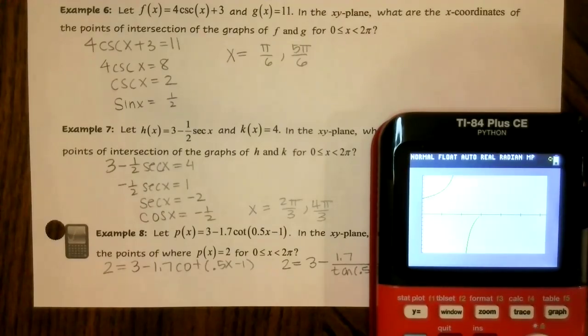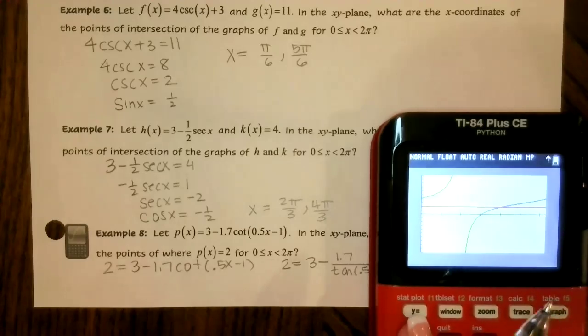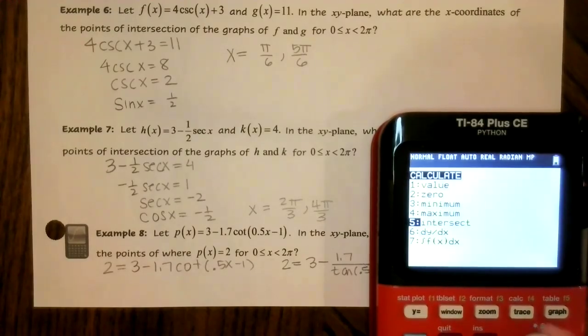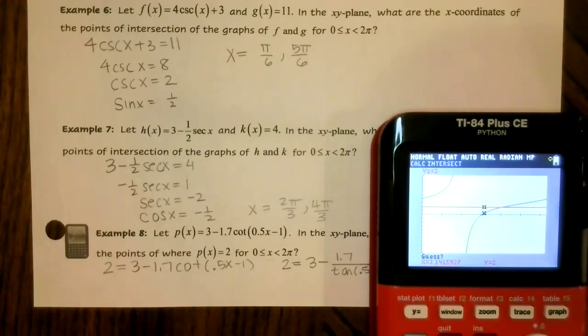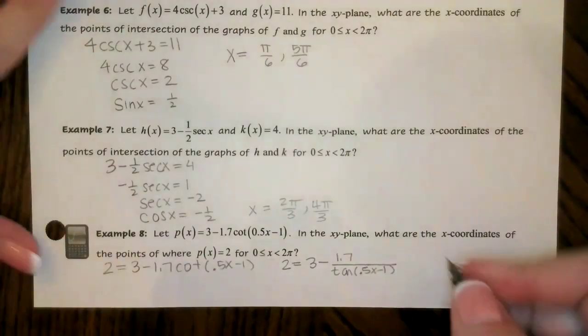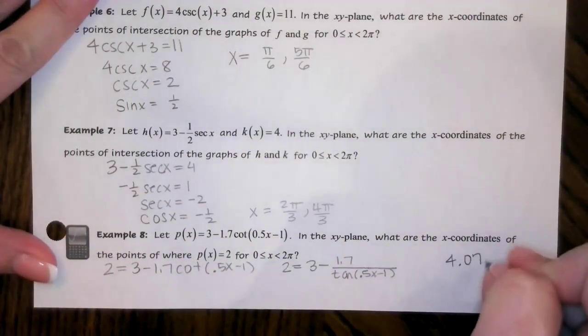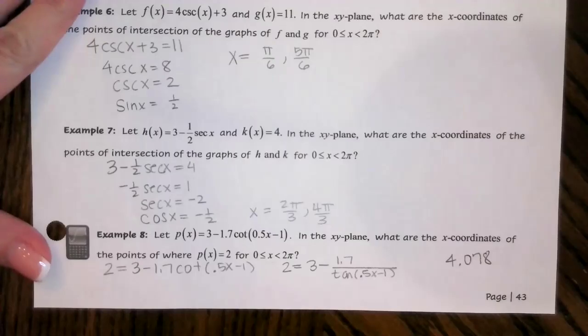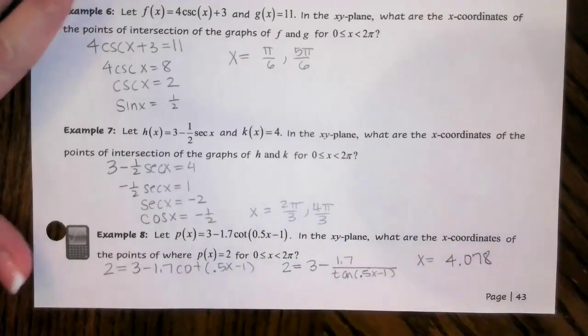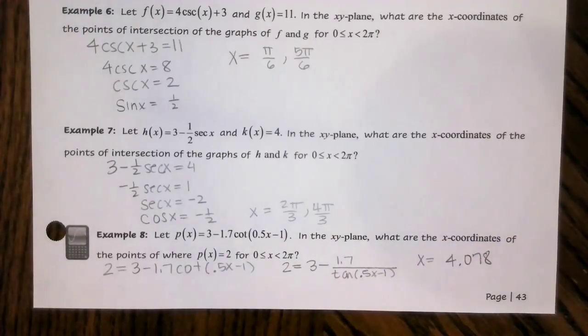And so here is its graph. I can see this has one solution now. Now these graphs are periodic, so there's a number of different solutions. By limiting it to that interval, then I found the only one I care about, which is that one. I hit second trace intersect, enter, enter, enter, and there it is at 4.078. Remember, you want to leave at least 3 decimals on the AP test. So my x is equal to 4.078.